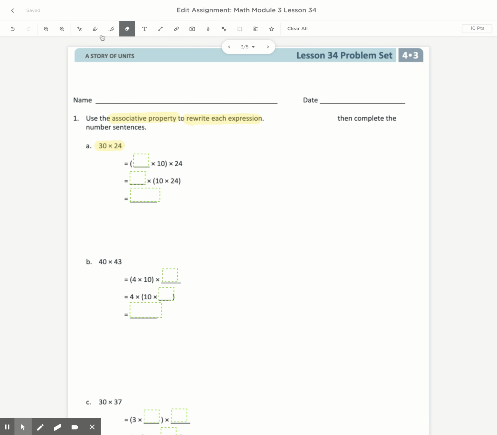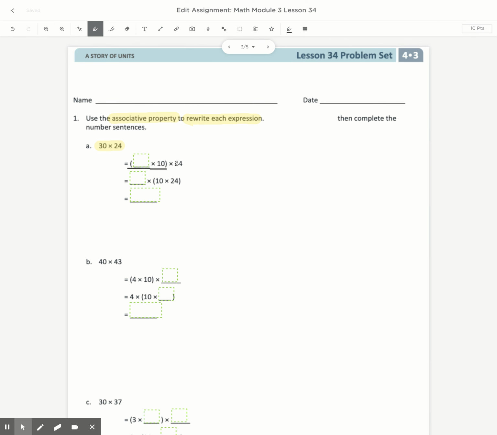So let's look at part A first. So part A is 30 times 24. Now, if we don't break apart those numbers, it might seem like a pretty big equation and one that might be too difficult for us to figure out. So they set this up for us. They're going to have us first break apart something times 10.